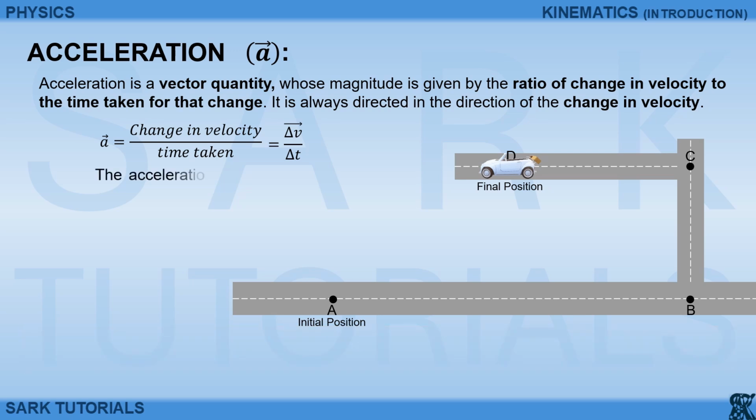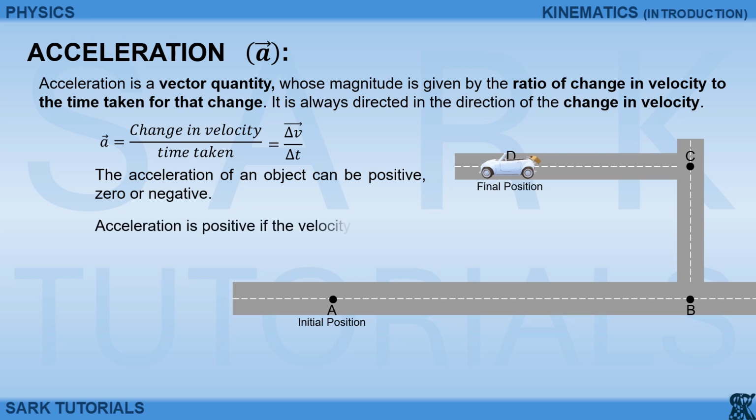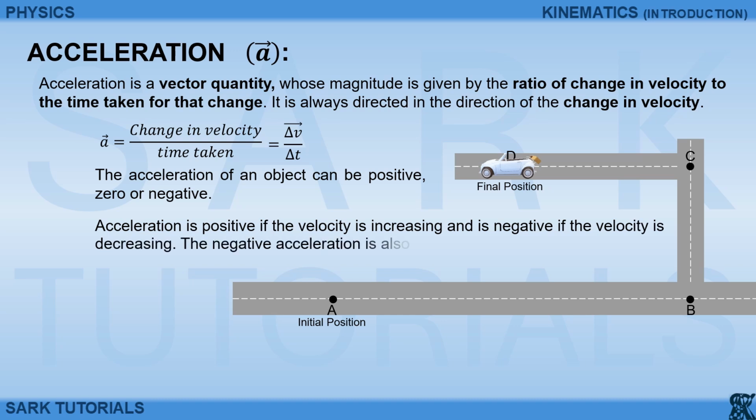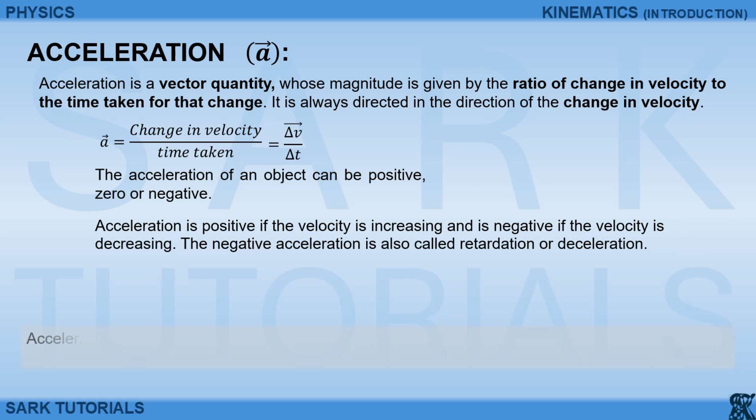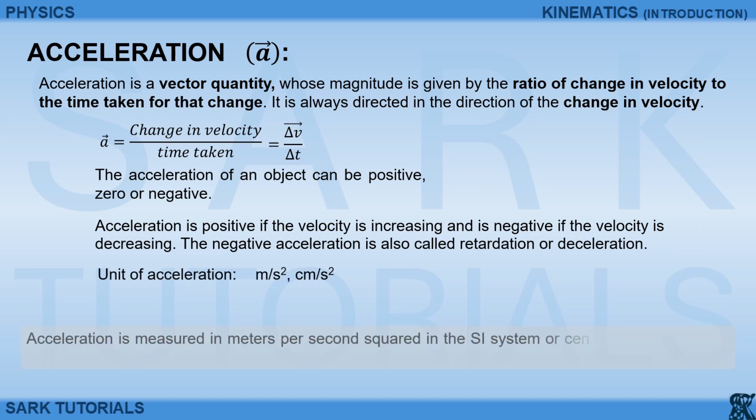The acceleration of an object can be positive, 0, or negative. Acceleration is positive if the velocity is increasing and is negative if the velocity is decreasing. The negative acceleration is also called retardation or deceleration. Unit. Acceleration is measured in meters per second squared in the SI system or centimeters per second squared, depending on the scale of measurement.